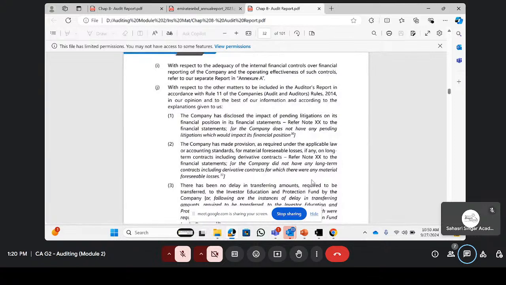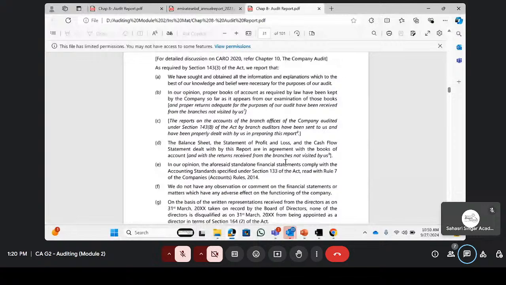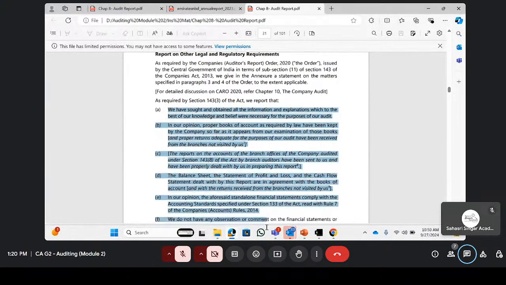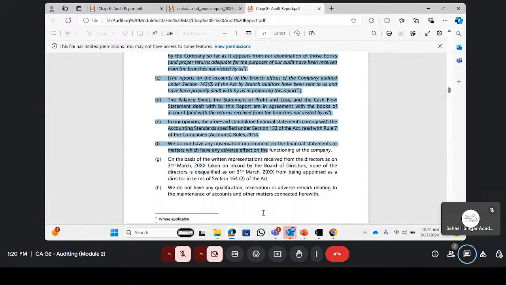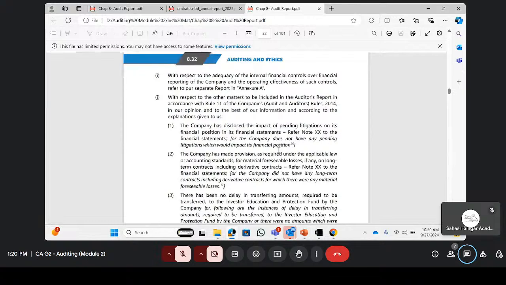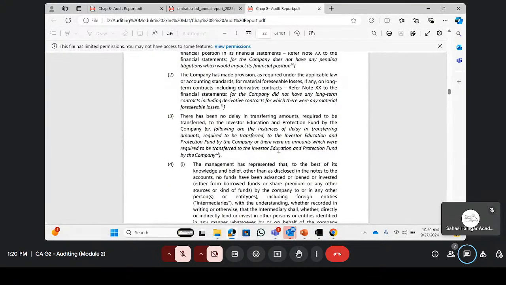Okay, so this is what it is. Under this particular section, you have to write these basic points. This point is more important, okay? Only after finishing up till here, from here all these points will start. We do not have any qualification or adverse remarks. From here onwards, all points are related to CARO, okay? Adequacy of internal controls, and then the company has disclosed pending litigations. All these points will be covered under the CARO.